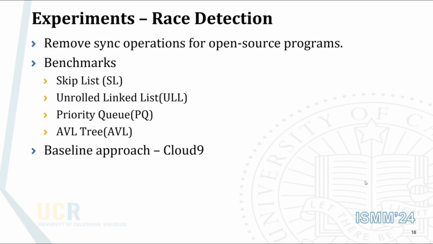Next, let's talk about experiments. To evaluate the effectiveness of race detection of SSRD, we made a few benchmarks by eliminating synchronization operations from open source programs, including skip list, unrolled linked list, priority queue, and AVL tree. We compare our approach SSRD with a baseline approach, Cloud9, which is the one we built on top of. This is a symbolic execution engine that supports multithreading.